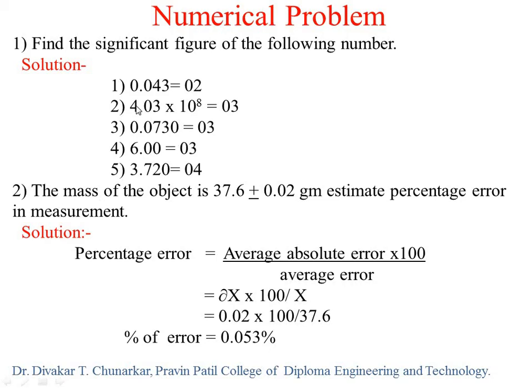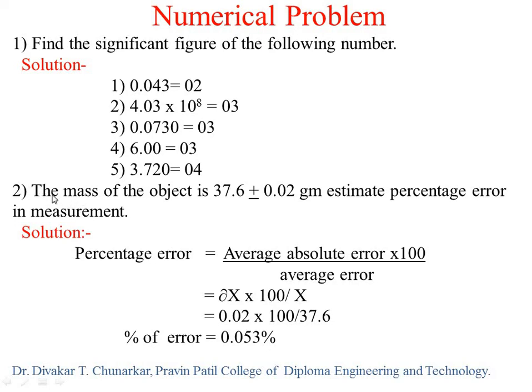So in the first problem, 0.043 has two significant figures. 4.03 into 10 to the power 8 has 3 significant figures. 0.0730 also has 3 significant figures. 6.00 has 3 significant figures. 3.720 also has 4 significant figures.